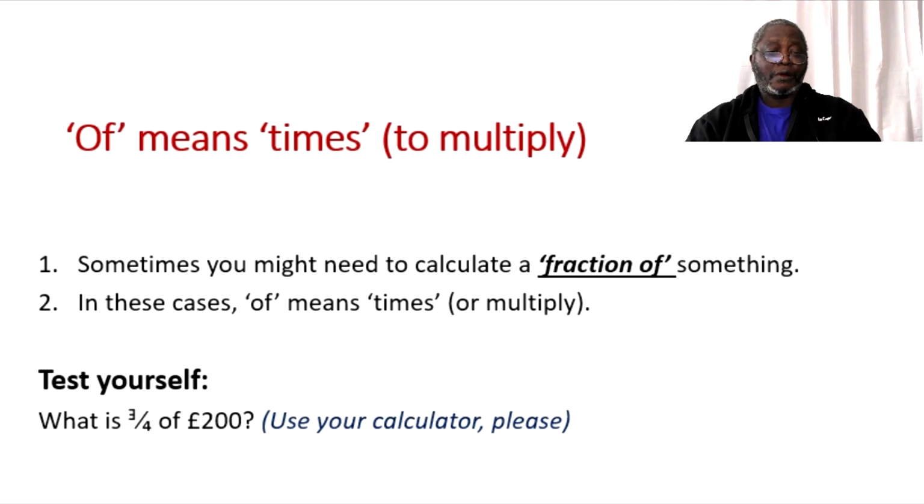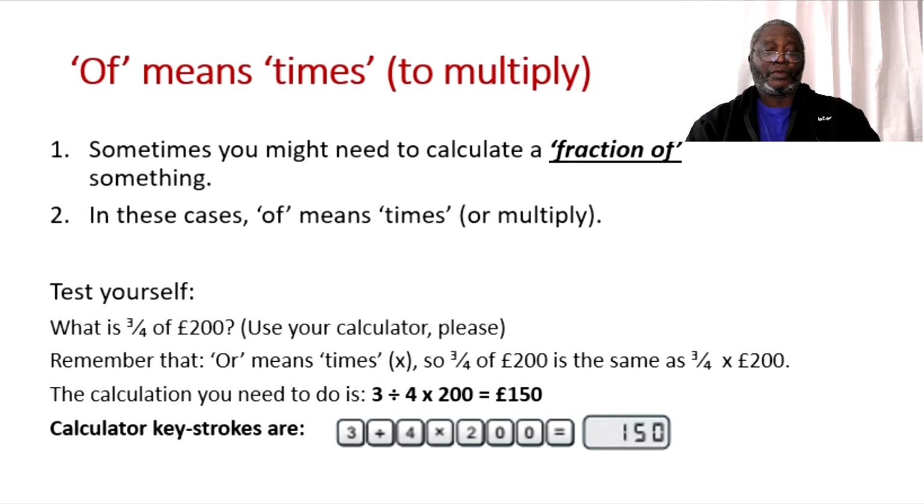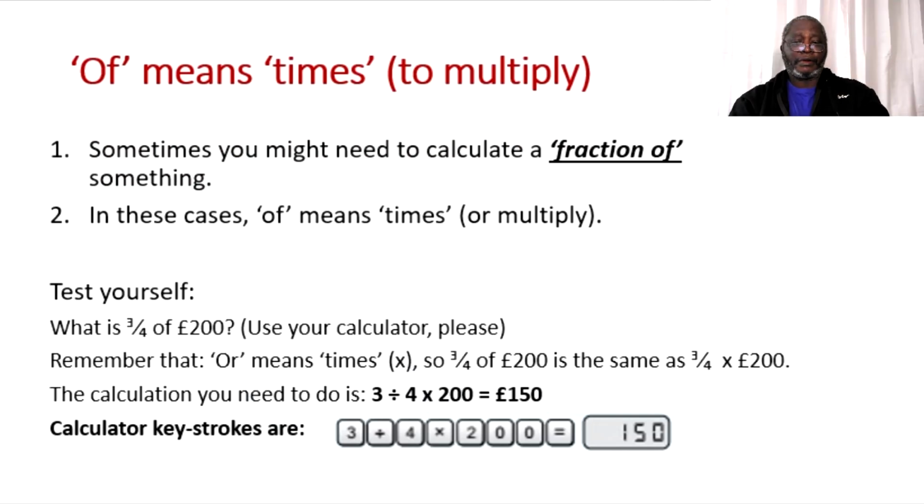Test yourself. What is 3/4 of 200? Use your calculator. What did you get? I think you will have something like 150. Let's see whether that's right. Remember that of means times. So 3/4 of 200 is the same as 3 divided by 4 times 200. The calculation you need to do is 3 divided by 4 times 200, which is 150. And this is how you do it on the calculator.